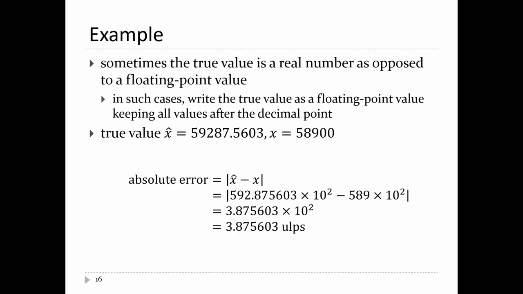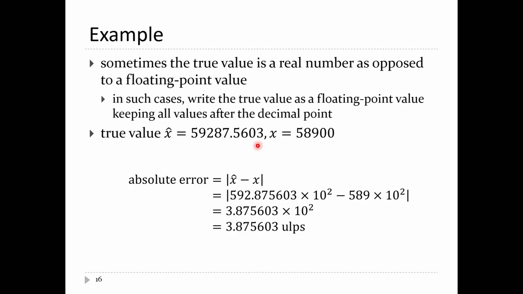Okay, so sometimes it's the case where your true value is a real number as opposed to some floating point number, right? So imagine you're working on some mathematical problem and you know that the true value that you're computing should be equal to pi, right? Pi has an infinite number of digits. So how do you write that down in your floating point format? And the answer is you don't really.